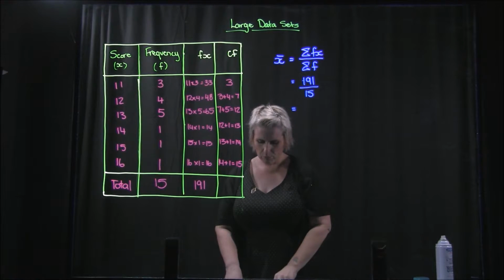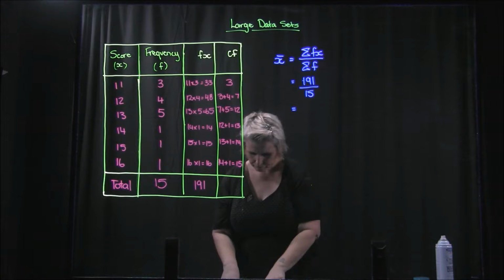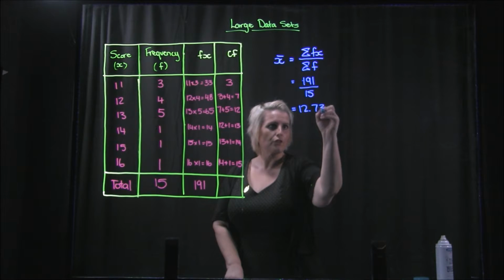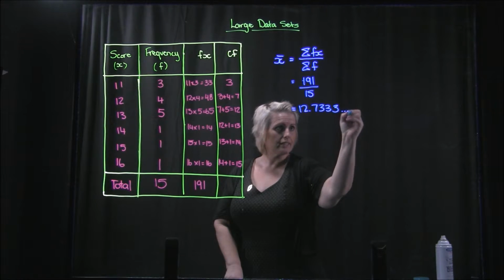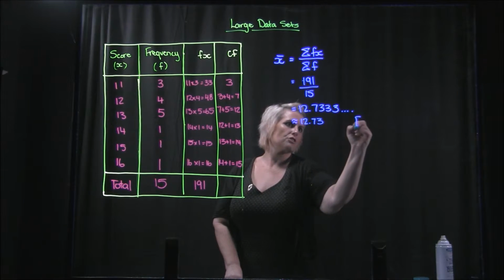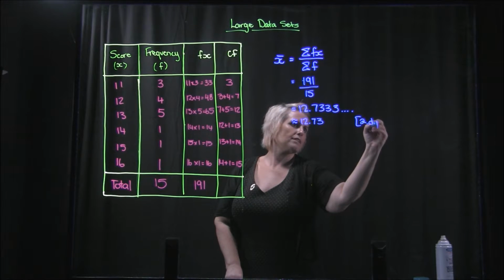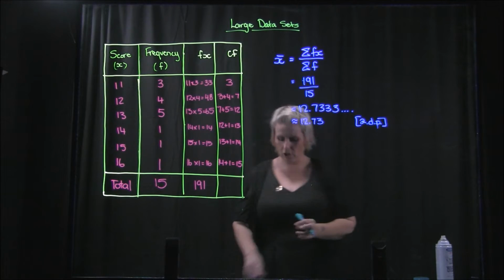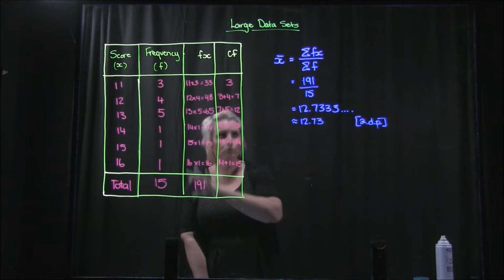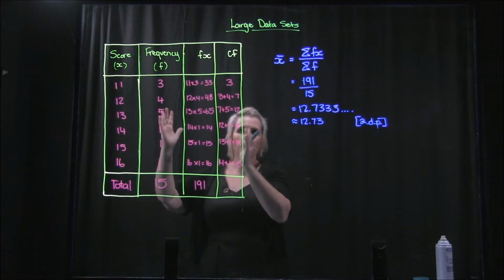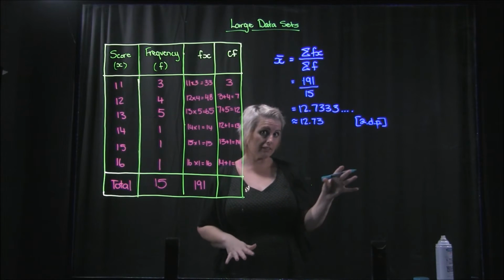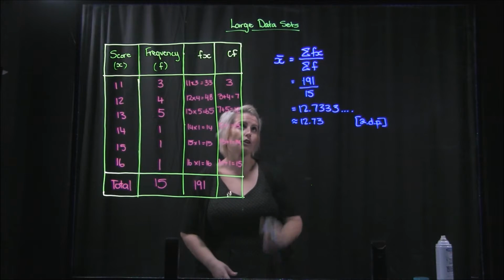When we go 191 divided by 15, we get 12.7333, and it continues on. So we're going to say 12.73, just two decimal places. Make sure for my C1 that I'm communicating that. So that's a really quick and simple way. So when you have a large data set, by actually putting that data into a frequency table, it makes the calculations way easier. Okay, so this was mean.